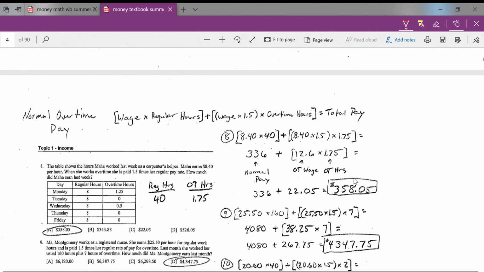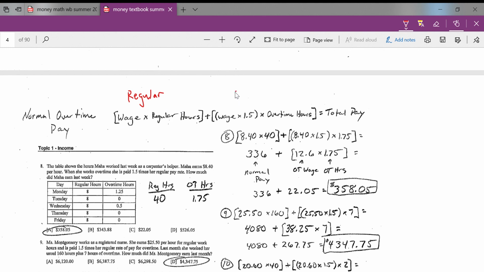If you turn the page, at the top of the page, I got kind of a formula here for how we find overtime pay. There's kind of two things that you have to take into account when figuring out the total pay when overtime is involved. First, you do regular pay just like we did in objective one. Okay, so this first set of brackets, you just take wage times regular hours, okay?